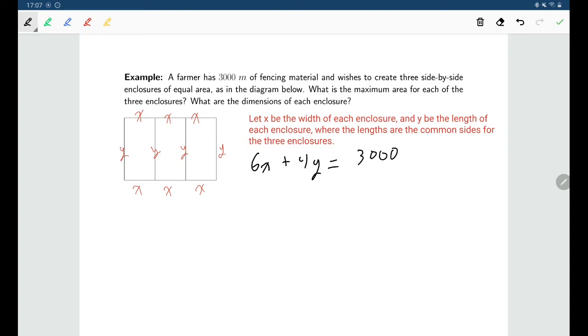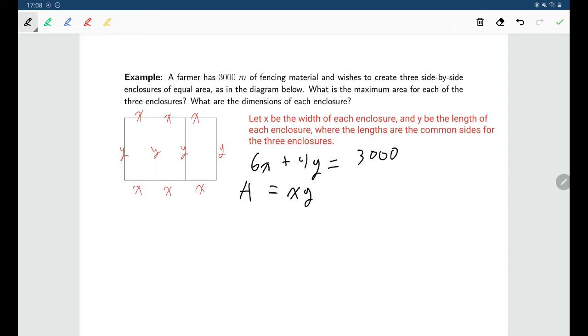The second thing here, and now this is getting to the question itself, is we want to know what the maximum area is for each of these three enclosures. So I guess what we'll need is an area function for each enclosure. For each of these three enclosures, the area is just length times width. It's just x times y.